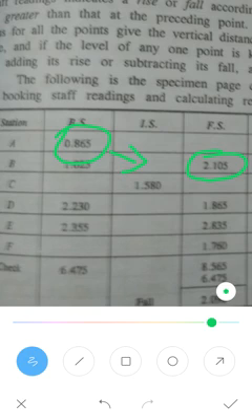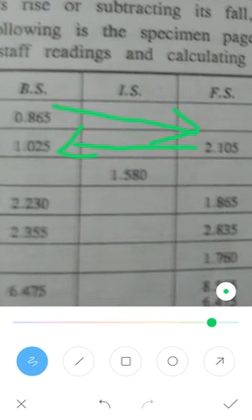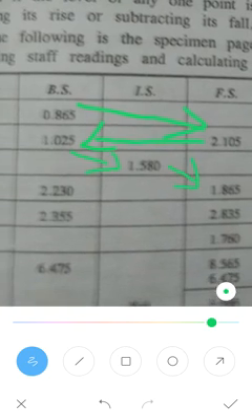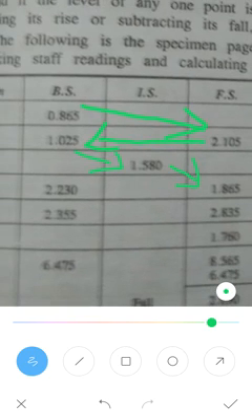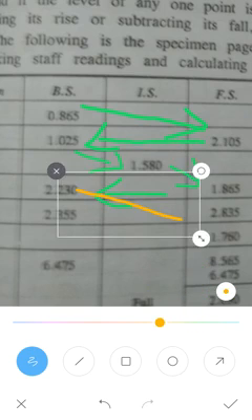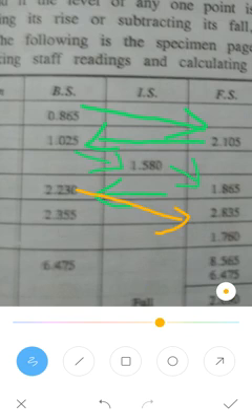Then the dumpy level station is shifted. Again the backside is taken, so you go like this. The movement is like this, again like this, and again like this. It goes like this, and then again it comes back like this.